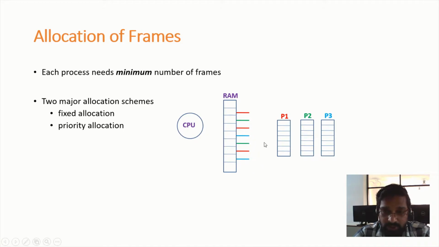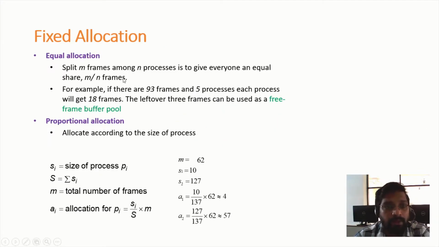Now the question is how the frames are allocated inside the RAM for each and every process. For that there are two important allocation schemes available. The first one is fixed allocation and the second one is priority allocation. So let us discuss the fixed allocation scheme. In fixed allocation, there are two types of allocations: one is equal allocation and the other is proportional allocation.